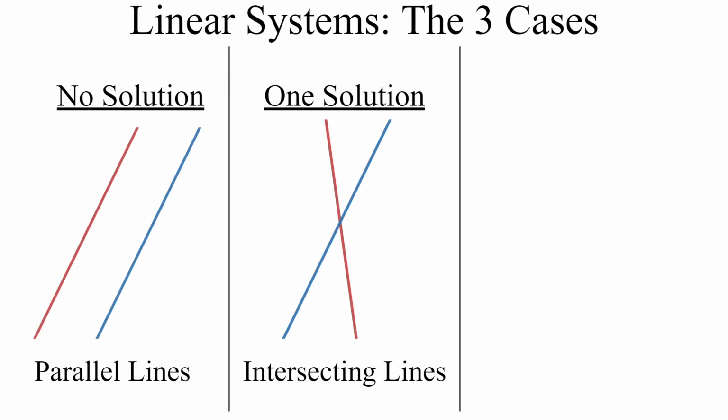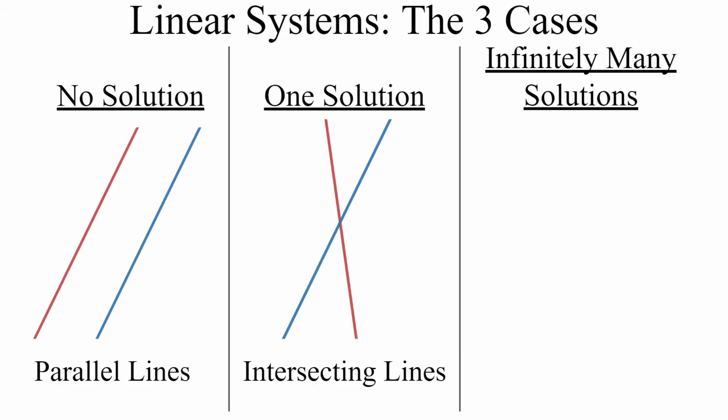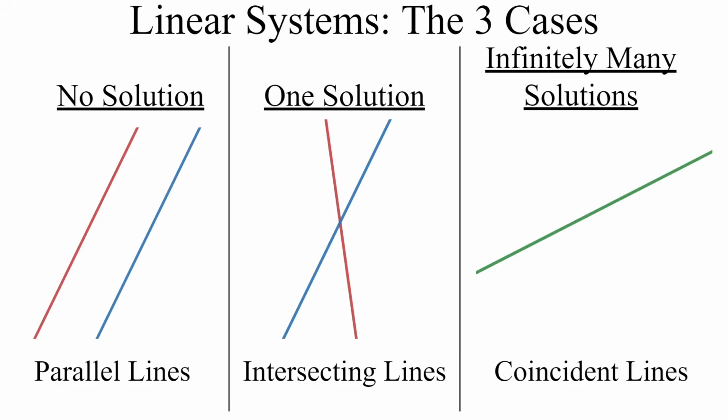And the final case is infinitely many solutions. When you have one line directly on top of itself, it just forms one line. They're the exact same line. So those two lines exist in the same spot. They coincide with one another. So we call those coincident lines.